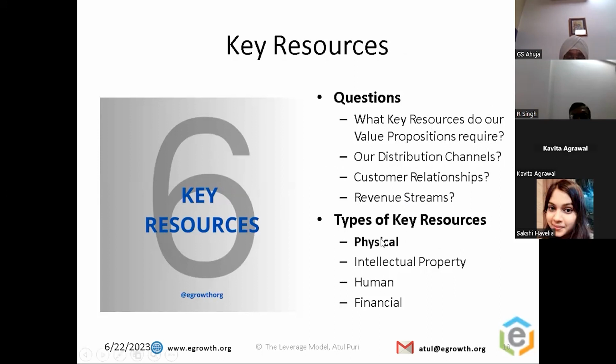Right? So types of resources can be physical. Physical in the sense the infrastructure, the buildings, the factories, the distribution warehouses, all that. Then there is intellectual property. So this is what you were talking about, Mr. Mukherjee. The ability to innovate, your innovation labs, right? And then the third piece is the human resources. Human resources, you can't just pick up.